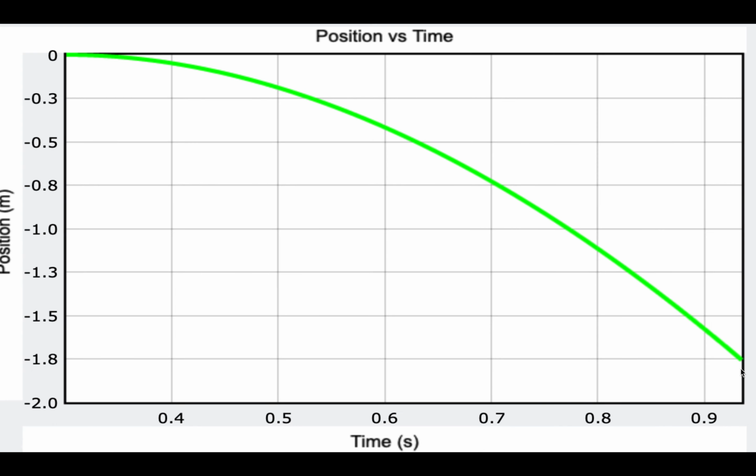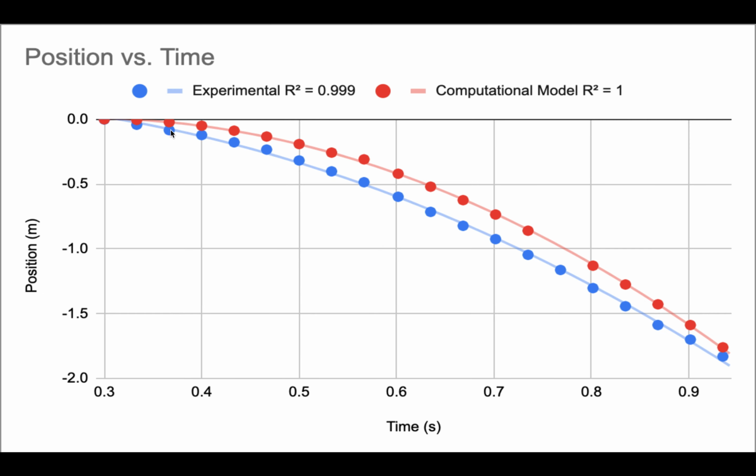So over here is our position versus time graph that we get from this model. And right here is our experiment modeled with this one. Now you can see there's slightly less discrepancies. Obviously there's still a big gap, but they don't cross down here like they did the first time, and it does follow the path fairly well.